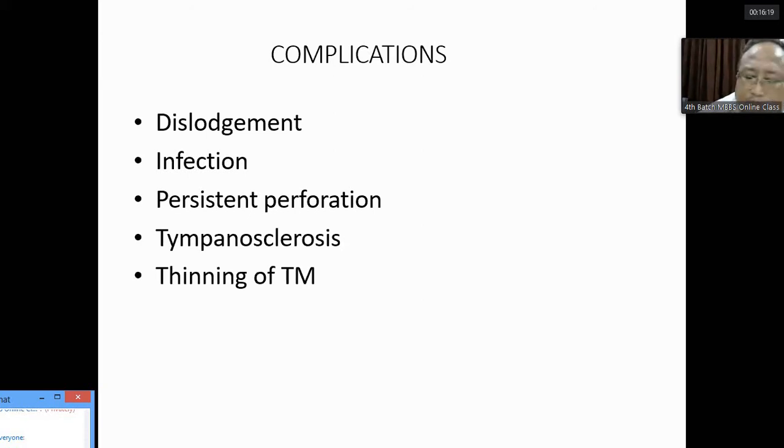That's the case. But ultimately, in the long term, the tube will be automatically removed from the tympanic membrane, and it gets out through the ear canal. It's removed, and usually the incision closes. But sometimes, due to different reasons, it may get infected, or a foreign body may get into the middle ear, or there may be a perforation, which are unwanted complications, or tympanic sclerosis, or the tympanic membrane may become thin. These are the unwanted complications of tympanic tube insertion.